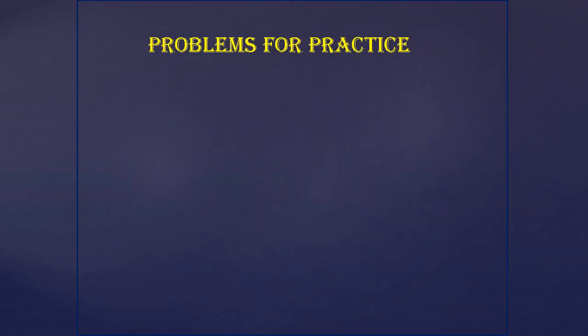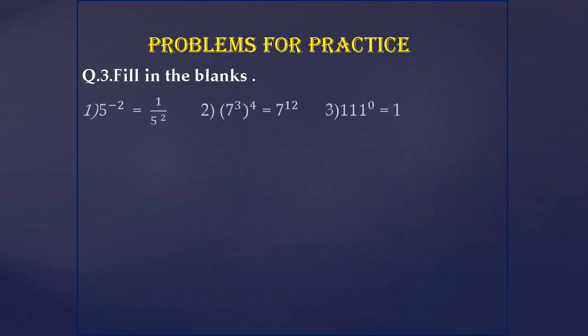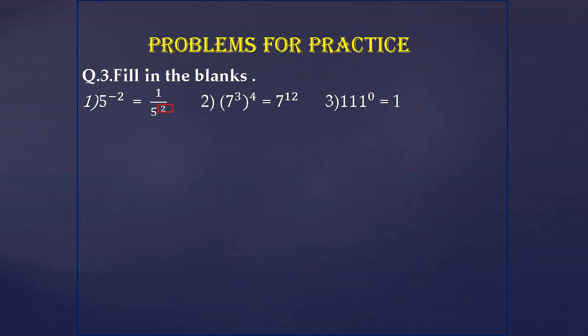Question number 3, fill in the blanks. First, 5 raised to minus 2 is equal to 1 upon 5 raised to 2. Second, 7 raised to 3, the whole bracket raised to 4, is equal to 7 raised to 12. Third, 111 raised to 0 is equal to 1, as any number raised to 0 is equal to 1.